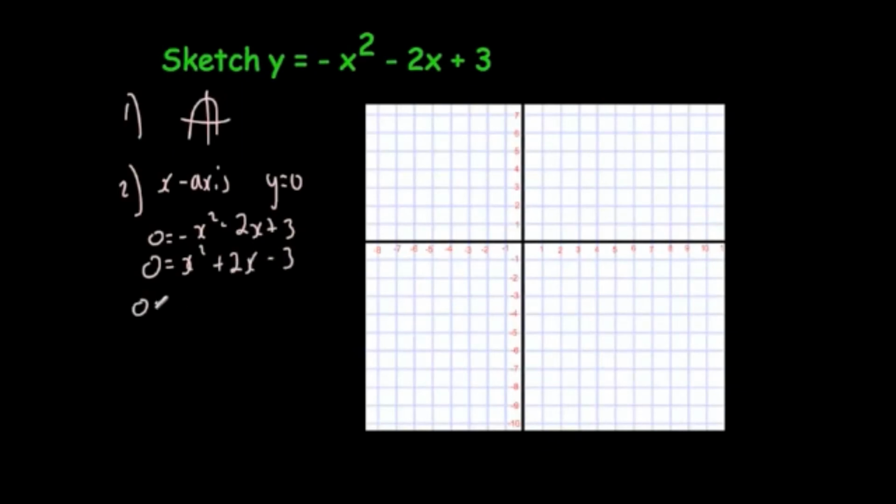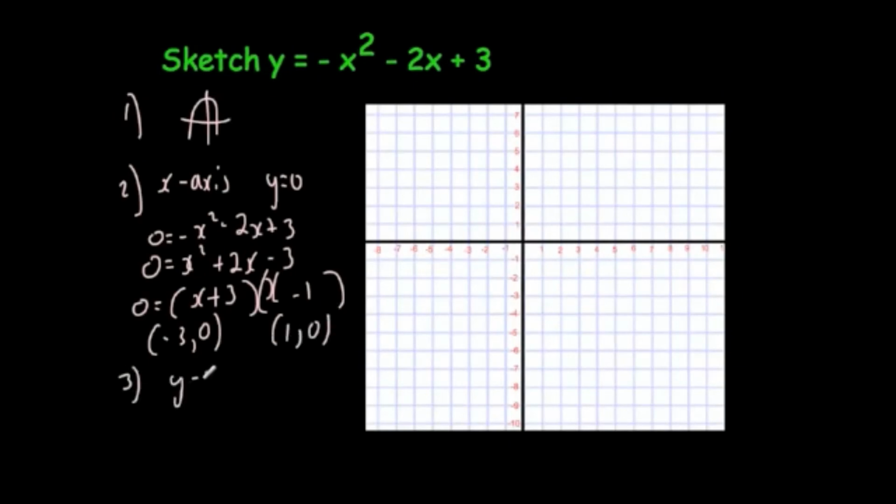And then just factorize that, and that will give you x plus 3 and x minus 1. So as coordinates, that will be minus 3, 0 and 1, 0. And then finally, to find where it crosses the y-axis, you're going to let x equal 0. And then that will give you y equals minus 0 squared minus 2 times 0 plus 3, which is equal to 3. So that'll be the coordinate 0, 3. So I'm just going to cross it at minus 3, 0, 1, 0, and 0, 3, and then an N-shaped parabola for this. Something that looks like this.